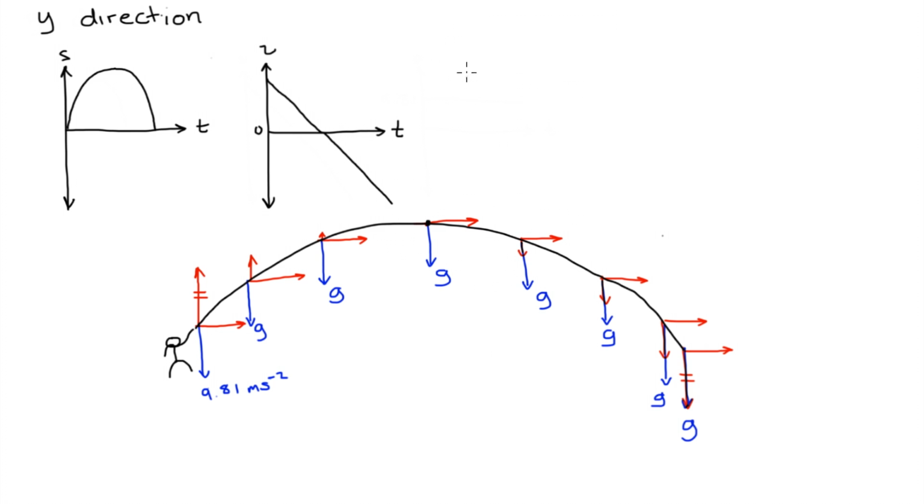And so finally, we're going to take a look at the acceleration time graph. And so we know that the acceleration is constantly downwards in the negative direction, and the value of acceleration is the acceleration due to gravity, which is 9.81 meters per second squared. So if it's constant and it's negative, it will constantly be at this value, which we know is 9.81.